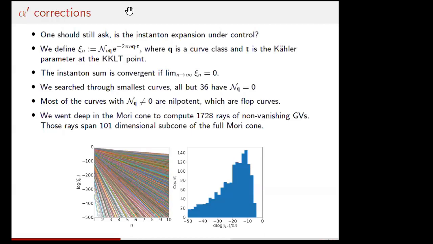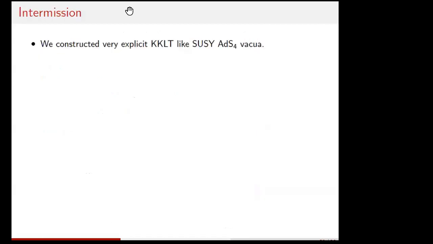1728 rays of non-vanishing Gopakumar-Vafa invariance, and those rays span a 101-dimensional subcone of the full Mori cone. And then, as you can see, they're decaying exponentially, very fast. So this is a very strong indication that the alpha prime corrections, at least coming from the worldsheet instanton terms, are under control. Now let's take a break.